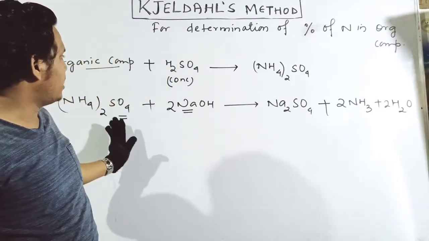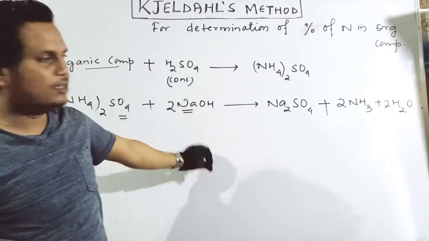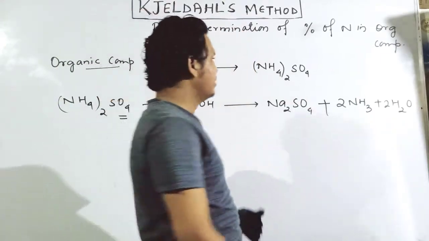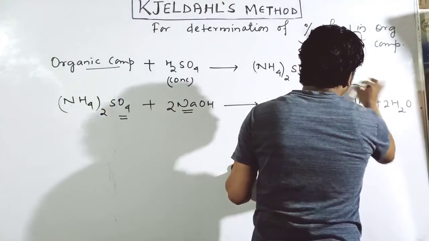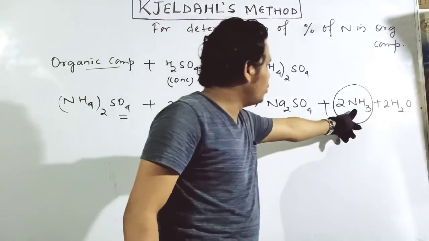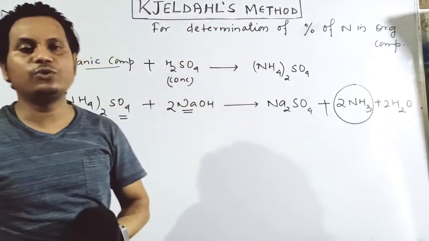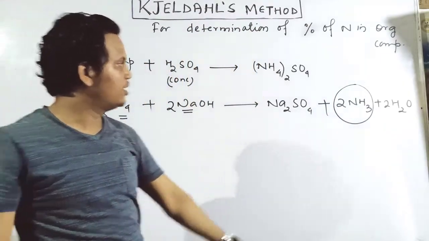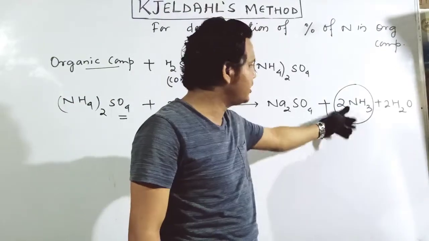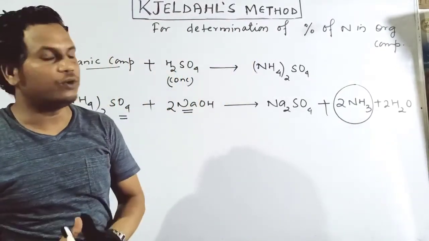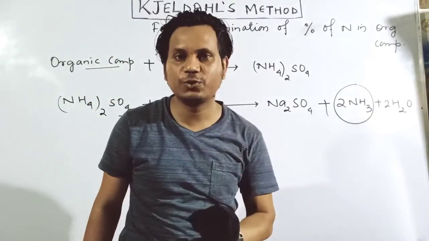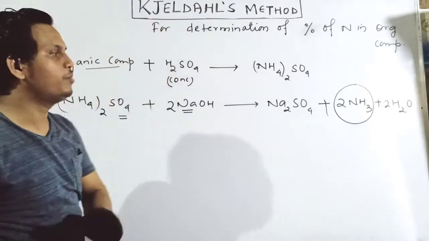So first, in the organic compound, the nitrogen is converted into ammonium ion. That ammonium ion is treated with alkali and then it is converted to ammonia gas. So this ammonia is formed. So we require ammonia. If we can know the amount of NH3 produced in the reaction, then we can easily estimate the percentage of nitrogen in the organic compound.